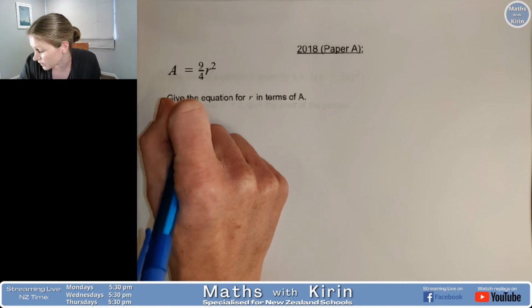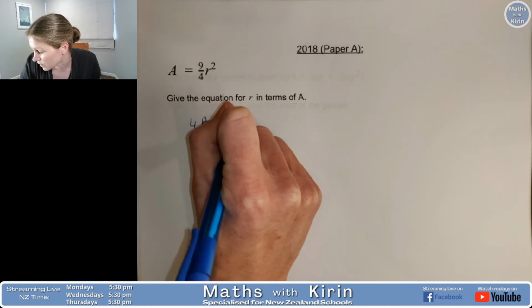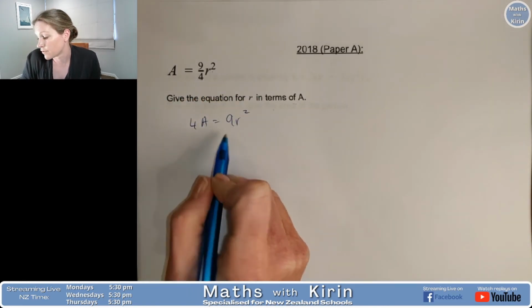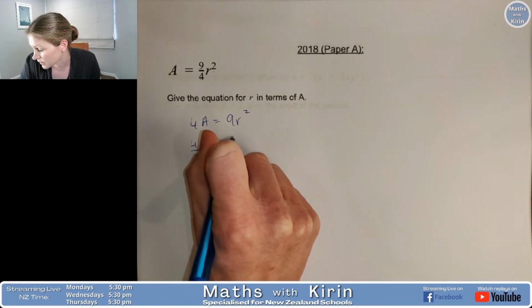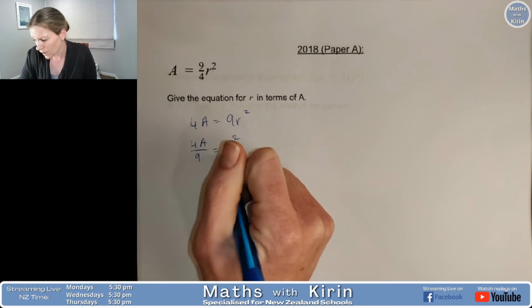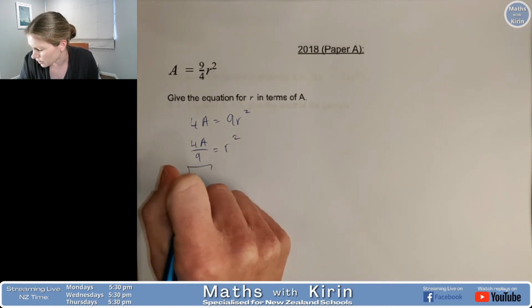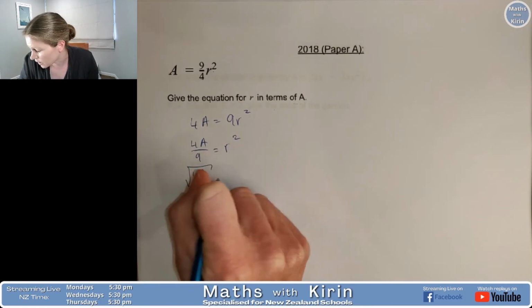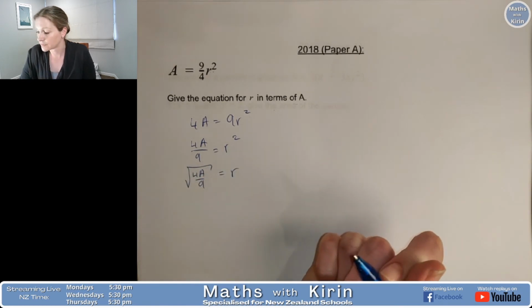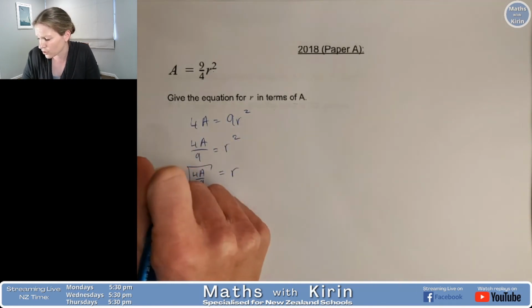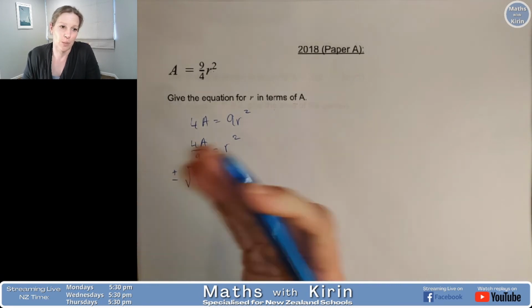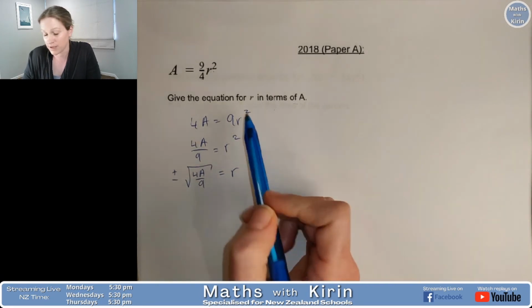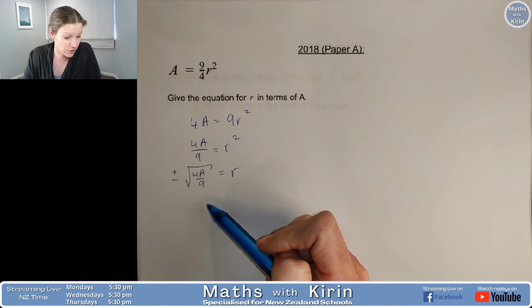We would get 4A is equal to 9R squared. Dividing through by 9, 4A over 9 is equal to R squared, and then again, we take the square root: the square root of 4A over 9 is R. Again, with no context, you can have positive and negative, but it won't impact your grade whether you have it or not. So this is an achieved level rearranging question.